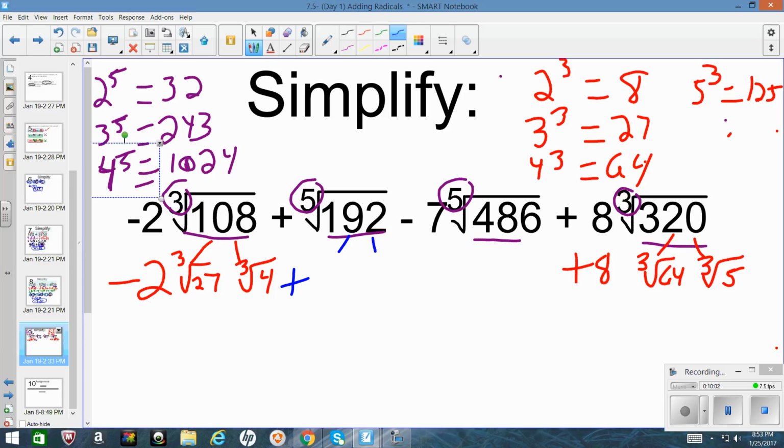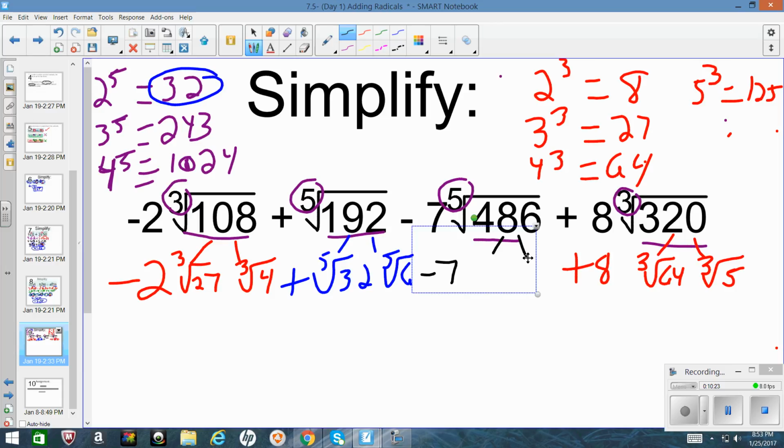Which one of these would go evenly into 192? And your answer would be 32. So I'm going to break this up into the fifth root of 32 and the fifth root of 6, because 32 times 6 would give me 192. And then if I look at my next one, the minus 7, we're trying to see which of these numbers goes into the 486 nice and evenly, and that would be 243. So I can break that up into the fifth root of 243 and the fifth root of 2, because 243 times 2 gives me 486.